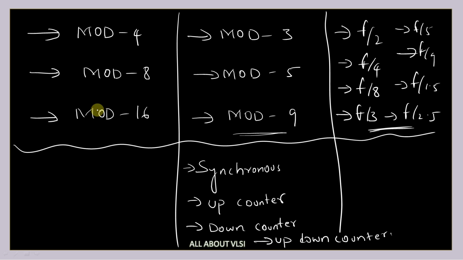Now, in our previous sessions, we missed one important block in the procedural statements, that is our initial block. Let me briefly explain this initial block and then we will move forward. Basically, this initial block is similar to your always block. It is also a procedural block.